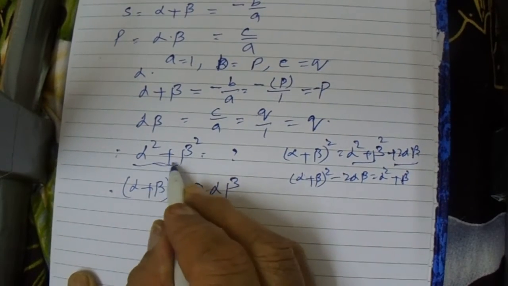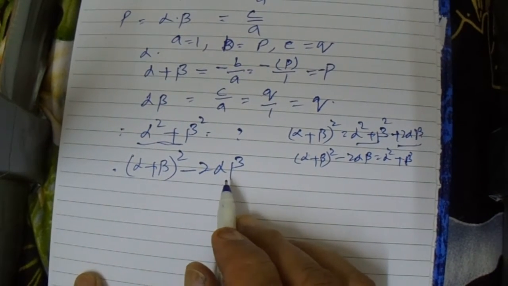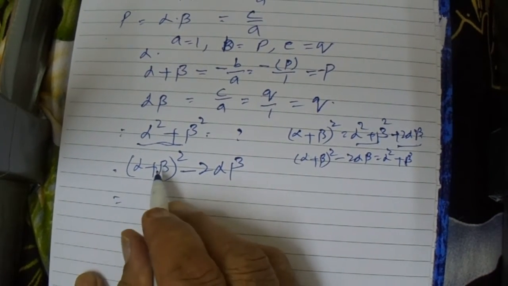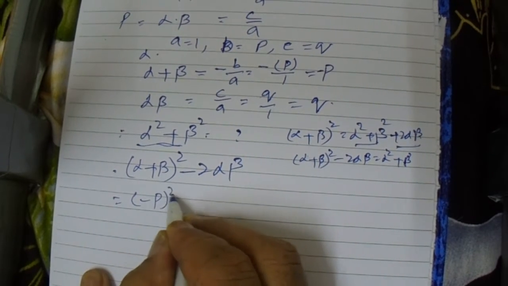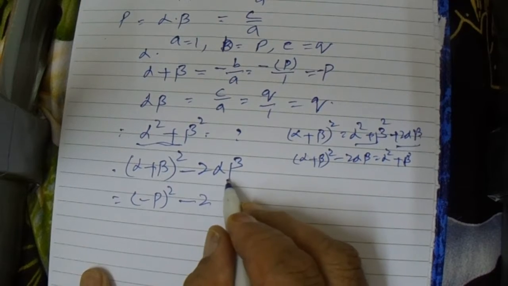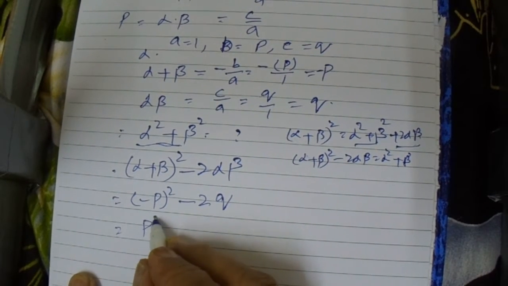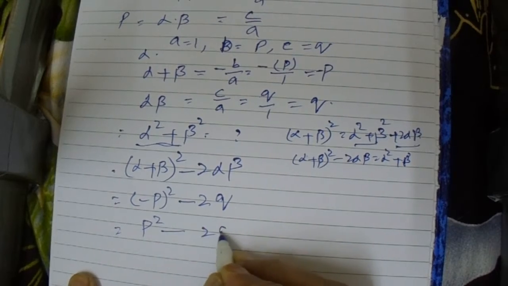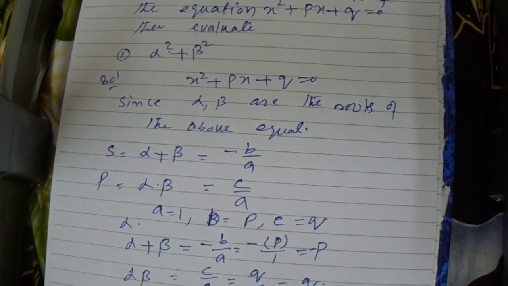Now we write instead of this alpha plus beta whole square minus 2 alpha beta. Now put the value: alpha plus beta is minus p, squared, minus 2 alpha beta, which is q, so now we have p square minus 2q. This is the answer of the first part of this question.